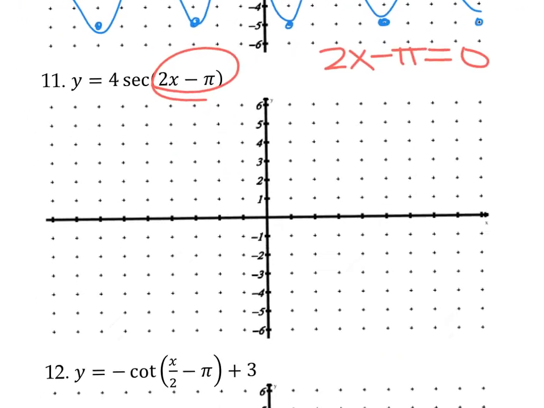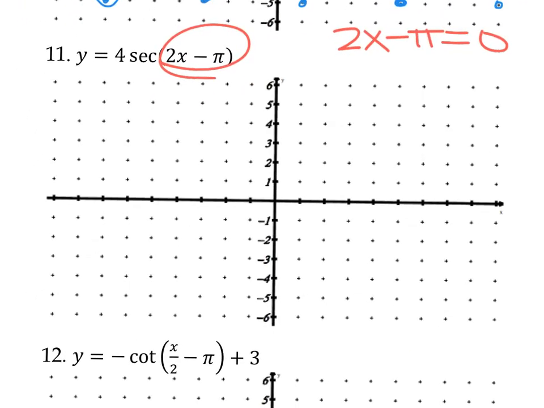So now I'm going to zoom in so I can graph it. My unit is pi over 4, so 1 pi over 4, 2 pi over 4 is just pi over 2, 3 pi over 4, pi. So now my phase shift is over pi over 2, up 0. So my new origin is right there.